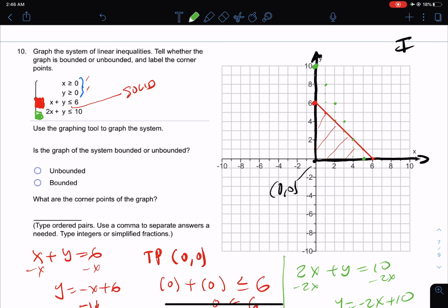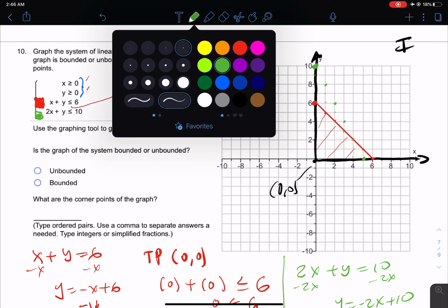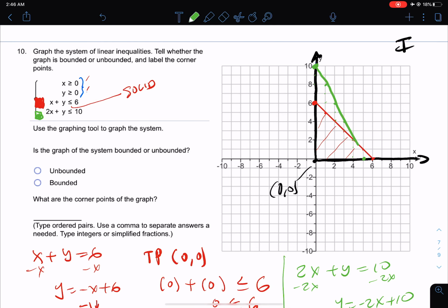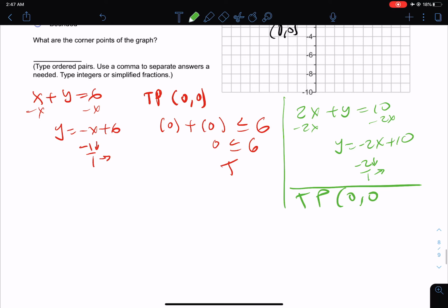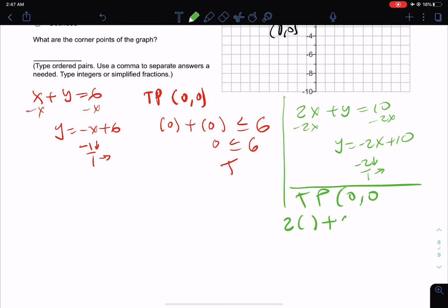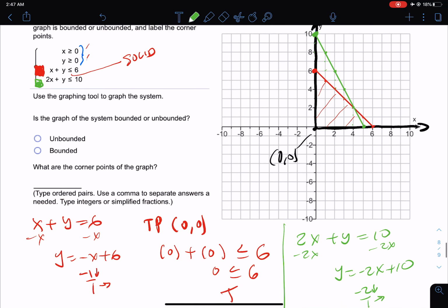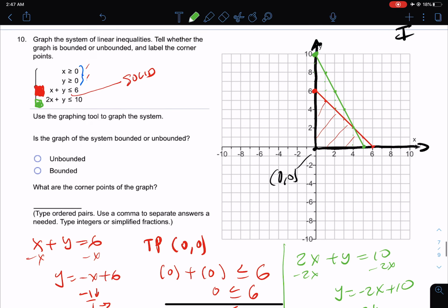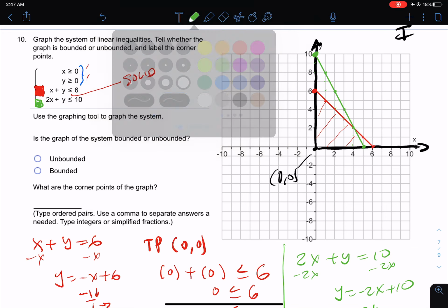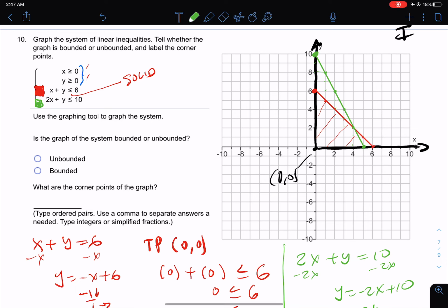So now we go ahead and draw this line in. Going to make it a little bit thicker. And we get a test point going here. Test point 0, 0, and we go to that original green inequality, which says 2 times x plus y is less than or equal to 10. Of course, when we put in our zeros, we get 0 is less than or equal to 10, which is definitely true. True. And so we shade towards the 0, 0, which is true. So then we shade this way.